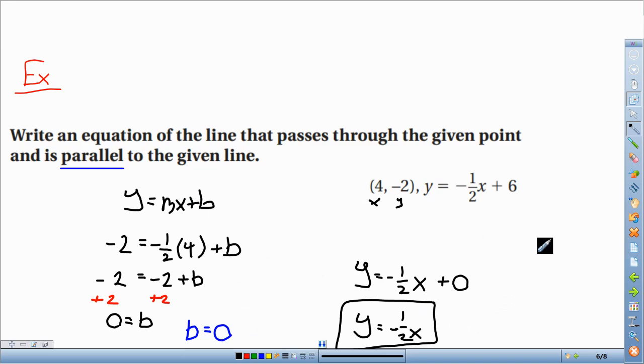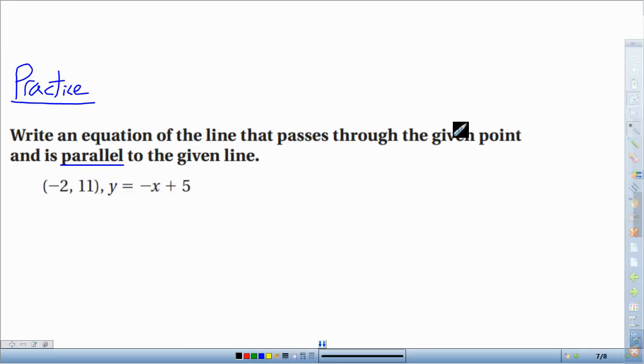Okay, so I'm going to have you guys try one a lot like this. Okay, same directions. You don't need to get those again. Just go ahead and get this new information. And again, we're saying that the line goes through this point and is parallel to this line. So go ahead and plug the information you need into slope-intercept form and figure out what that equation is. Okay, give this one a try.